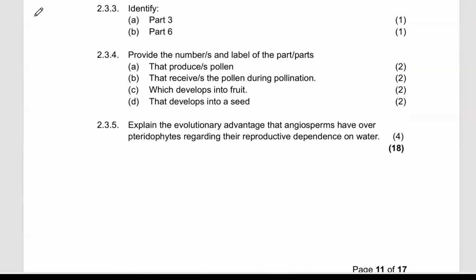Explain the advantage angiosperms have over pteridophytes. Angiosperms, the fruit-bearing plants, have an advantage over the pteridophytes regarding their reproductive dependence. So basically here you can talk about that the angiosperms don't require water for reproduction, while pteridophytes require a film of water for reproduction.